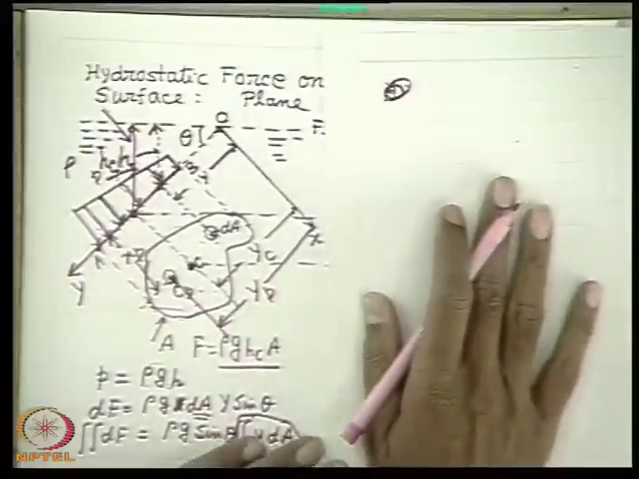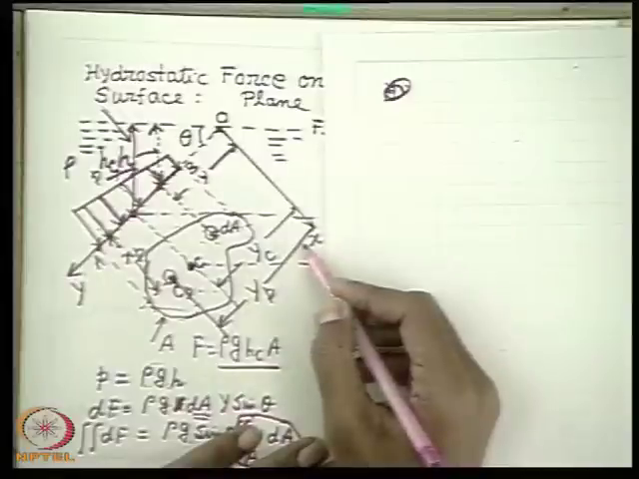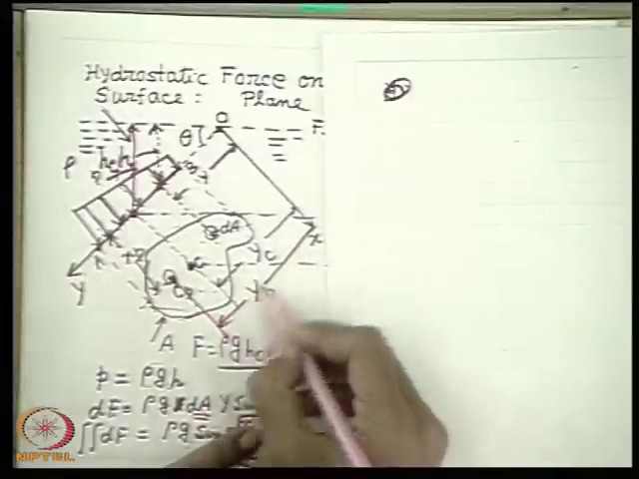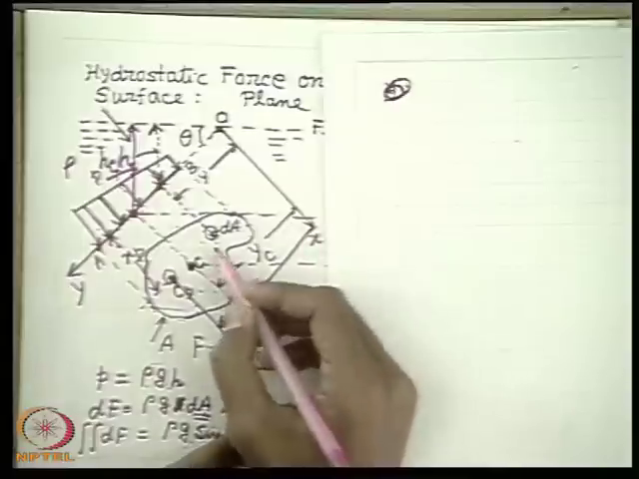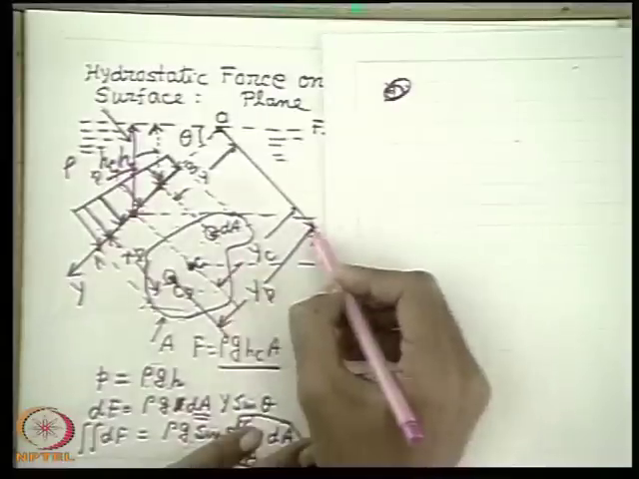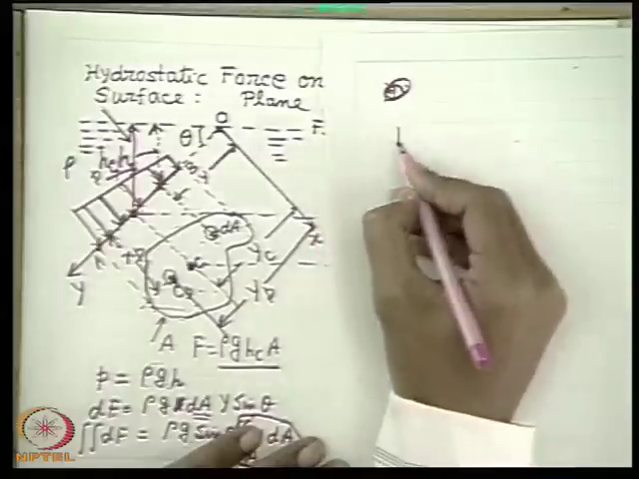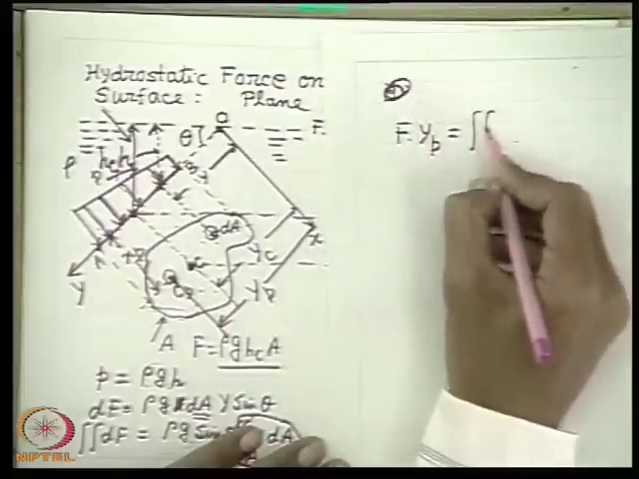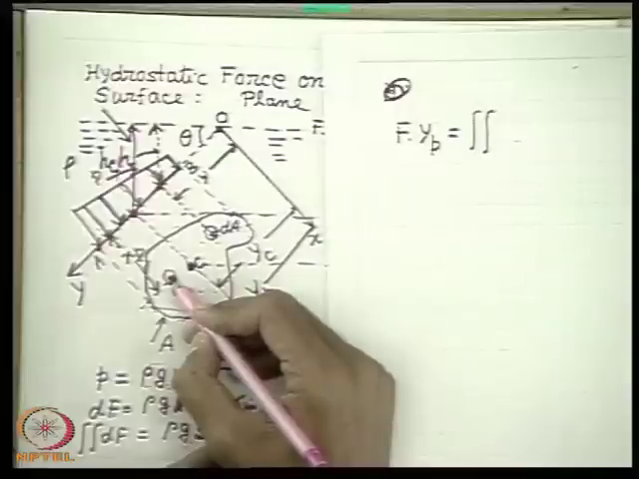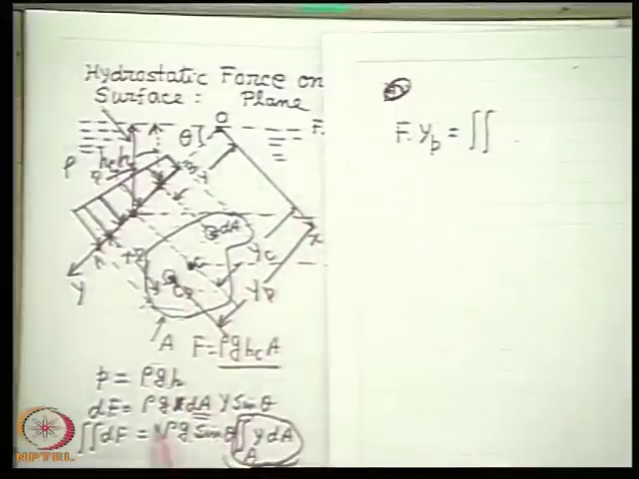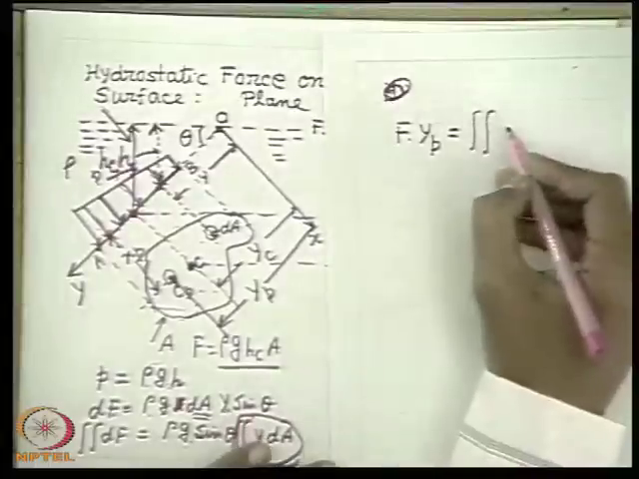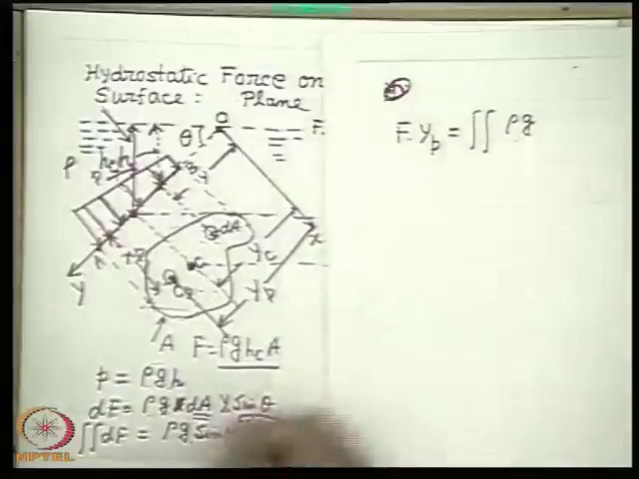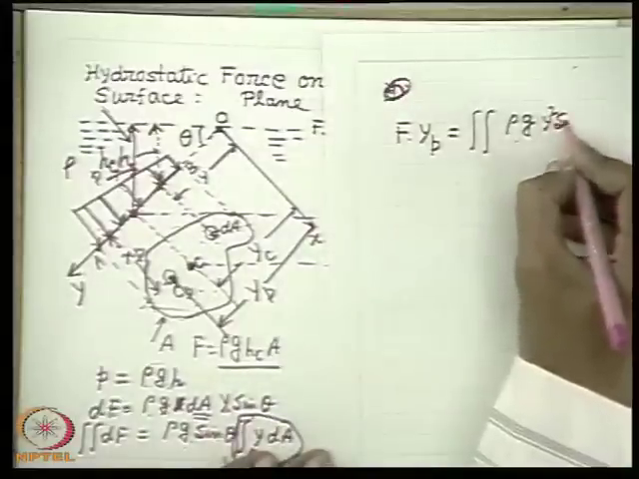Now if we apply simple mathematics to find out yp and xp, the resultant force multiplied with yp will be the sum of the moments of the component forces about the OX axis. That means F into yp will be the integral of the moment of the component forces about the x axis. What is this component force? Rho g y sin theta dA, and its moment about the x axis will be multiplied by another y. That means it will simply be rho g y square sin theta dA.